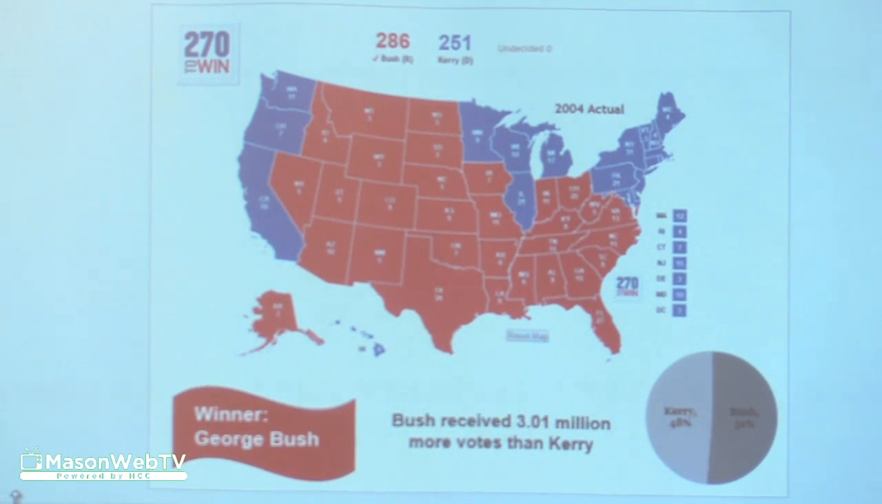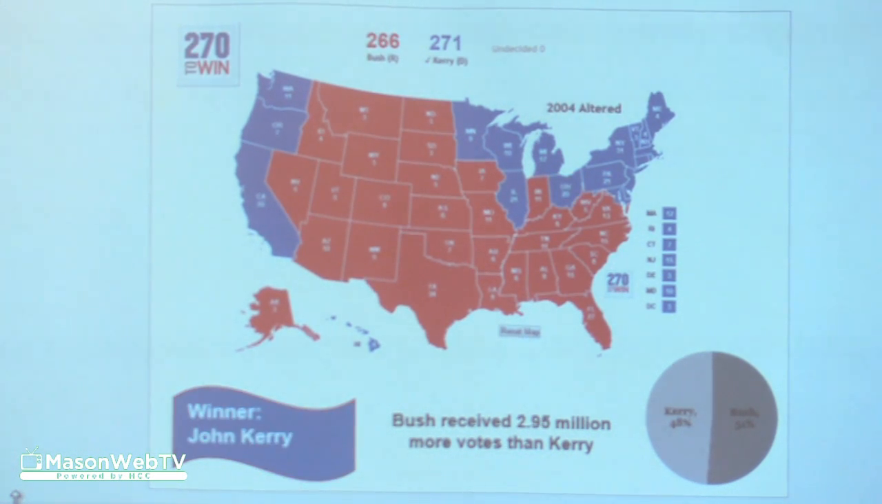And this is the 2004 election. George Bush won over John Kerry with 3 million more popular votes. But if John Kerry had received only 60,000 more votes in Ohio, he would have won the election. Bush would have still had the popular vote, but John Kerry would have won the election with only 60,000 more votes.